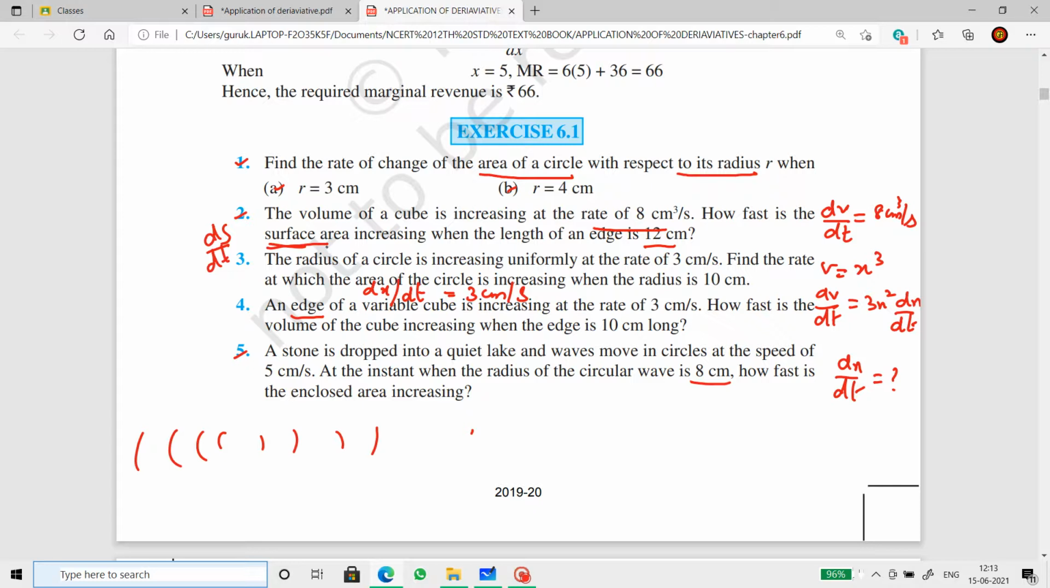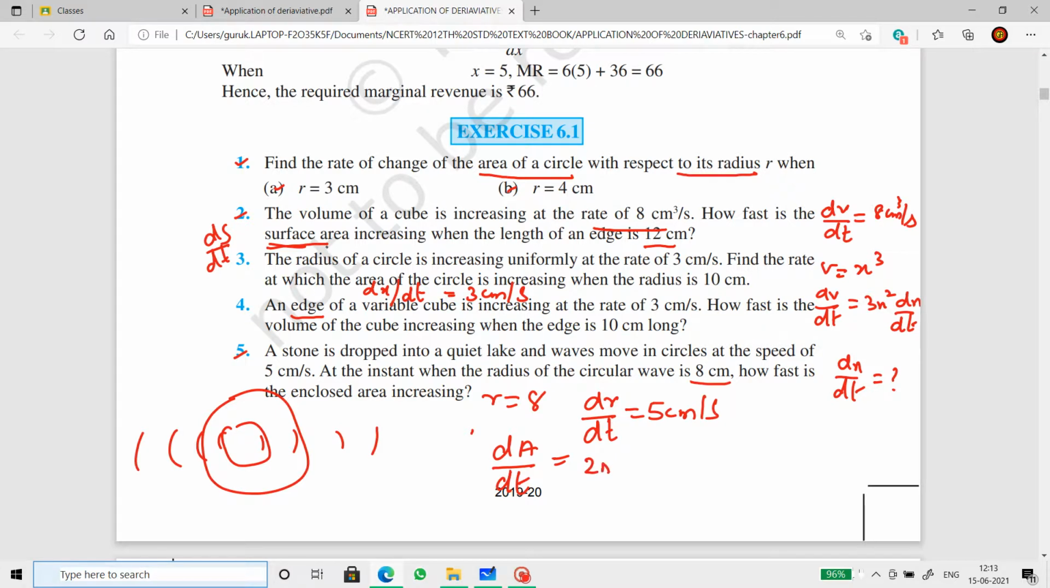At the instant when the radius of the circular wave is 8 centimeter, how fast is the area enclosed increasing? So when r is 8 and dr by dt is 5 centimeter per second, find dA by dt. Remember, it forms a circle here every time. So differentiate the area of circle with respect to time.